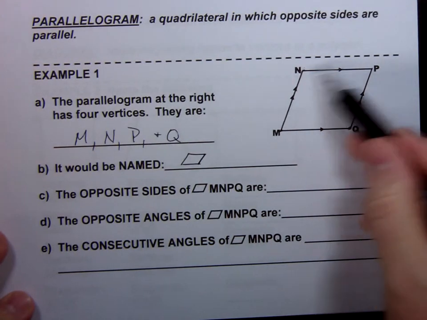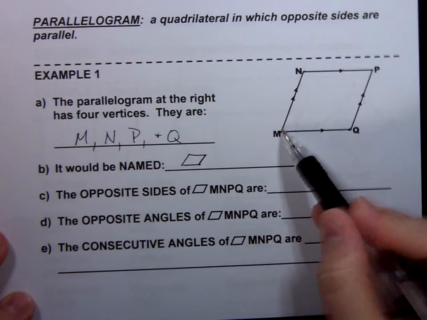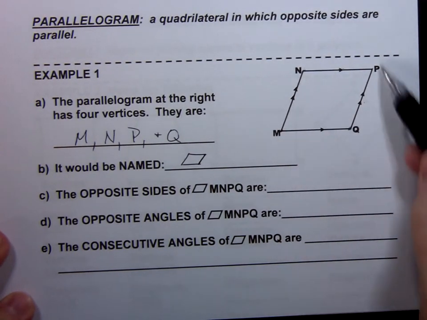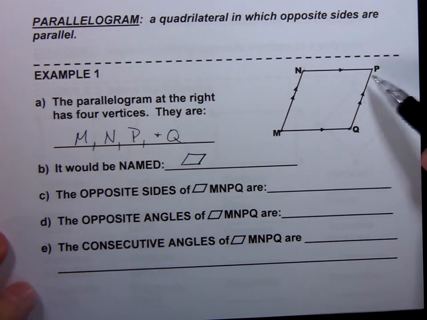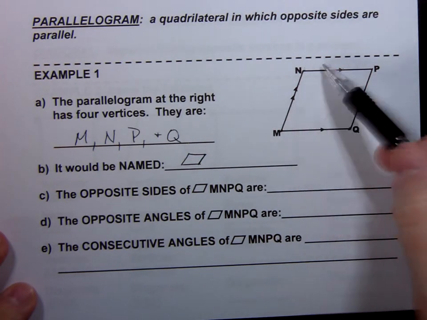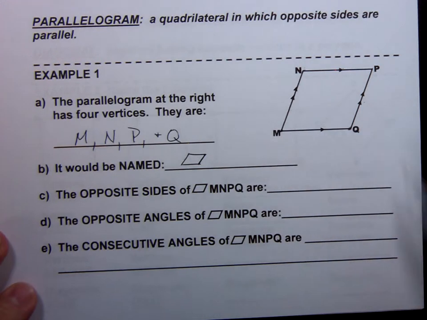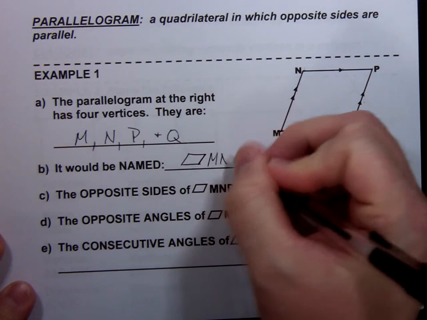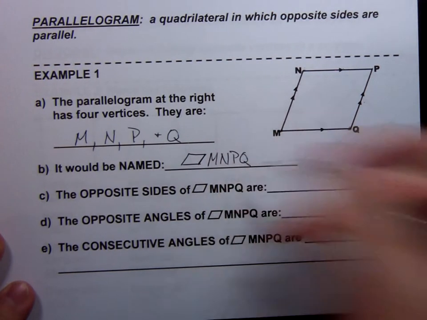So I could call it NPQM. I could call it NMQP. I could start at a different point. I could say PQMN or PNMQ. Any of those are acceptable names. In this particular problem, they decided that we want to name it MNPQ, so we'll just go with that name for now.